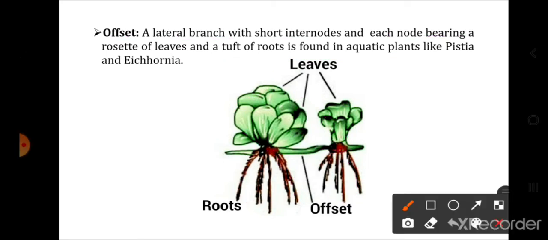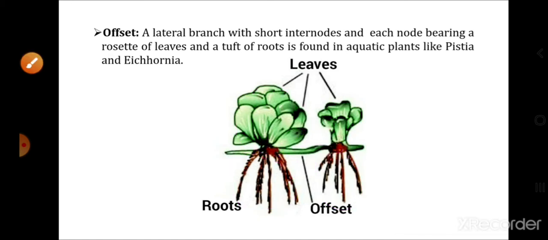Clear, students? So basically an offset is a branch which has short internodes, and each node, internode is the distance between two nodes, and each node will form the rosette of leaves, that is a group of leaves, and tuft of roots, that is a group of roots. So this structure is called what? It is called the offset.